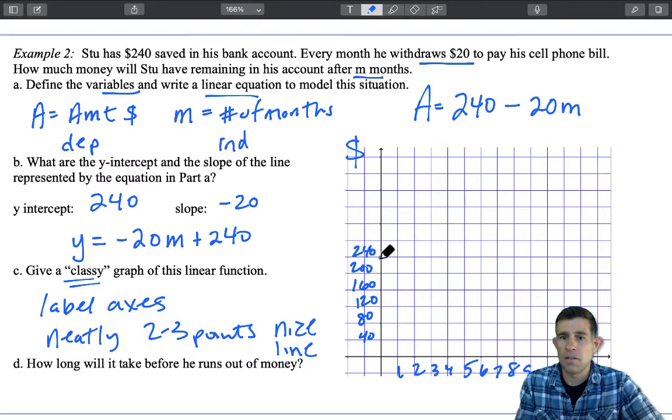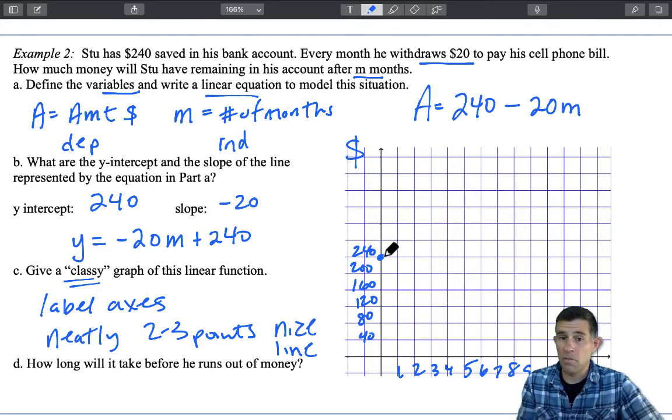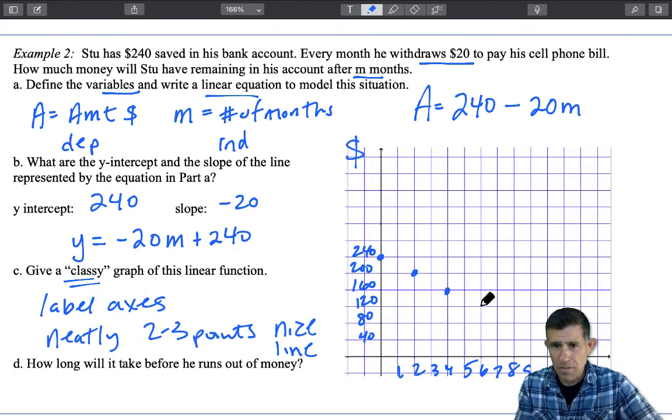All right, at 0 months, we know that he has $240, and every 2 months, he's going to be paying off $40. So we're going to go down. At 2 months, it's at 200. At 4 months, he's going to be down to 160. At 6 months, he's going to be down to 120, and so on and so forth. All right, so here is a classy graph.